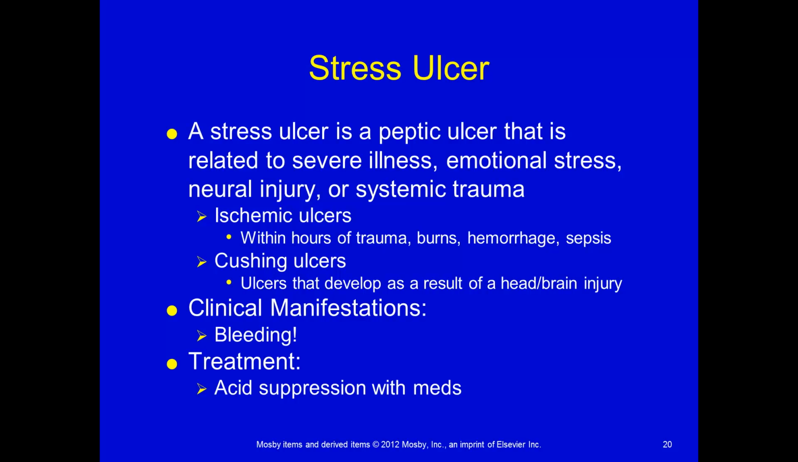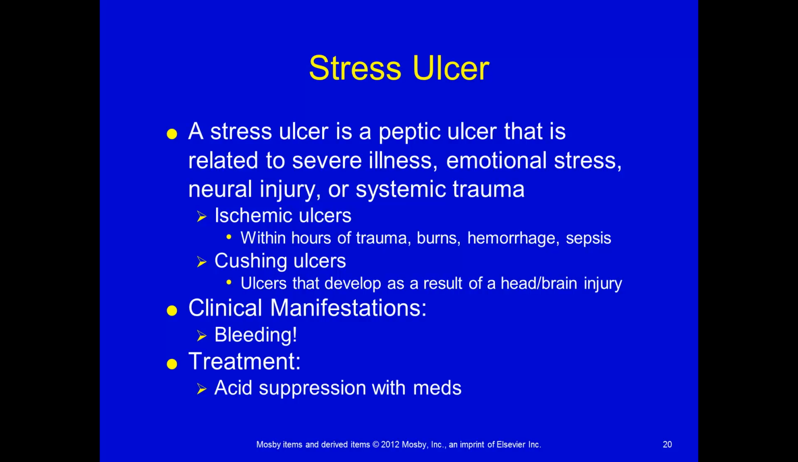Cushing ulcers are ulcers that develop usually as a result of a head-brain injury that messes up the neuroendocrine response. The biggest clinical manifestation that I want you to understand about a stress ulcer is that they're at a really, really big risk of bleeding. So basically the evaluation and treatment of a stress ulcer is getting that acid under control, and usually that's done with suppression by meds.